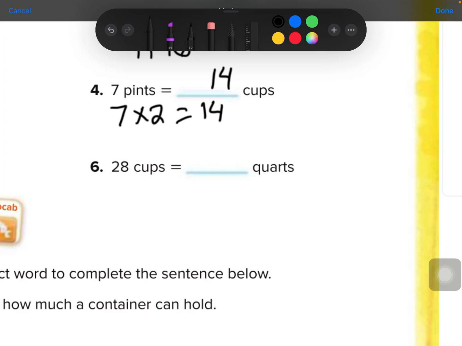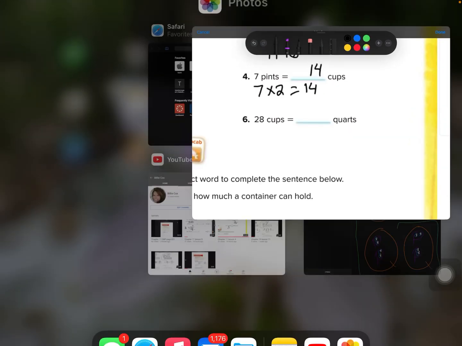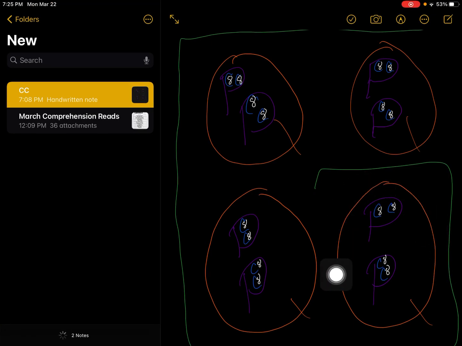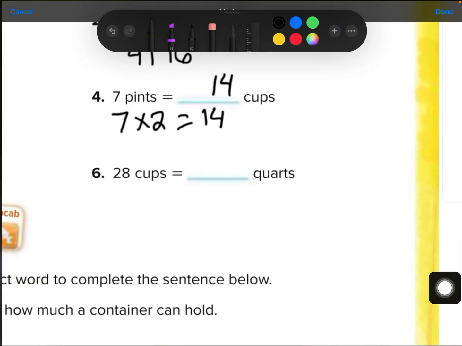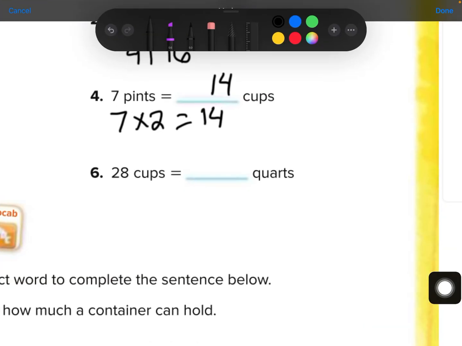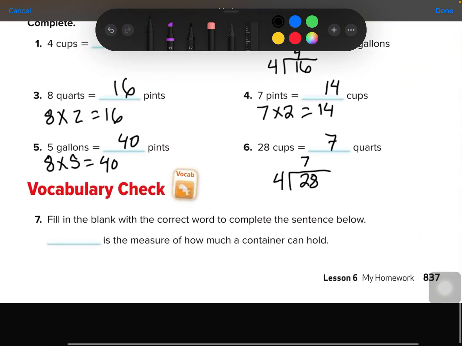All right, I have 28 cups. How many quarts does that make? Well, let's look. For every quart, there is 1, 2, 3, 4 cups. Okay, so for every quart, there's 4 cups. Now I have 28 cups, so we need to figure out how many times that'll go into it. And I know from my multiplication that 7 is the answer.